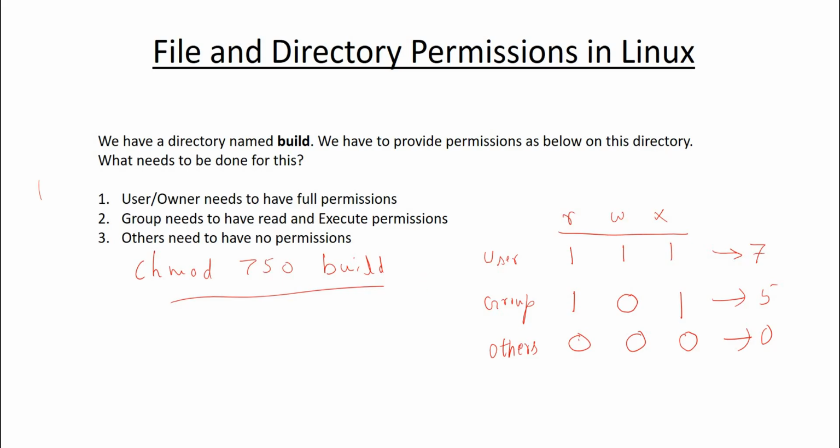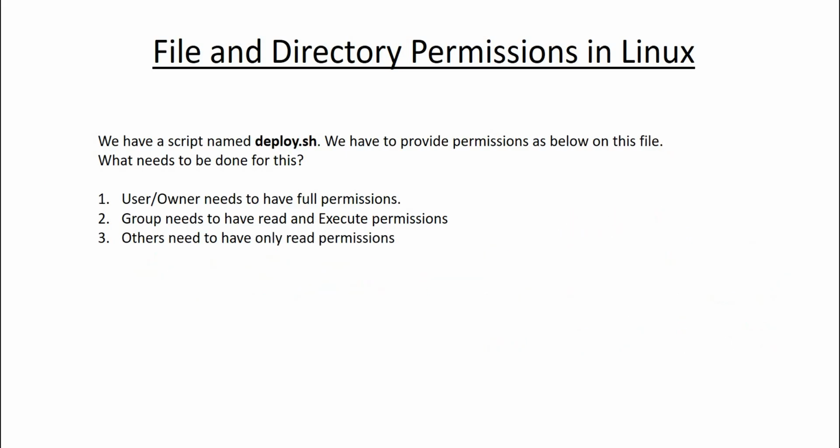So let us go to another example. We have a script named deploy.sh. We have to provide permissions based on the below specifications on this file. So here the user or owner needs to have full permission. The group needs to have read and execute permissions. Other needs to have only read permission. So the user needs to have full permission. That means 1, 1, 1.